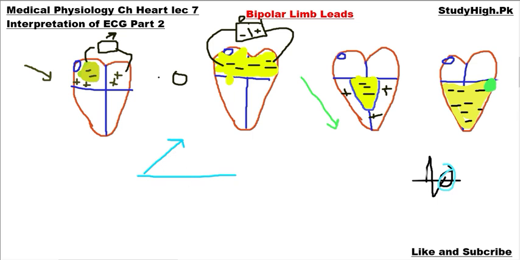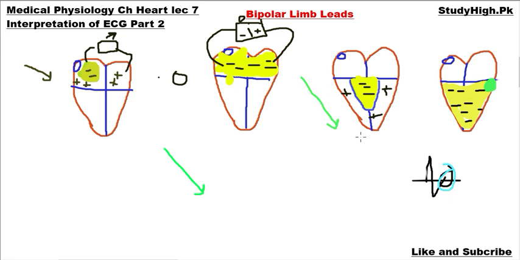You have to draw the projection of this vector on the horizontal axis, and you can measure the magnitude of this force in this direction. Likewise, here is a vector that is found because of the half depolarization of the ventricle and half polarization. This vector is in this direction.